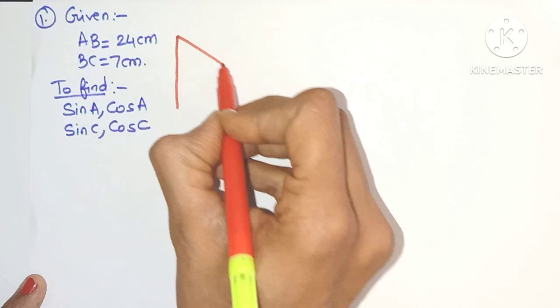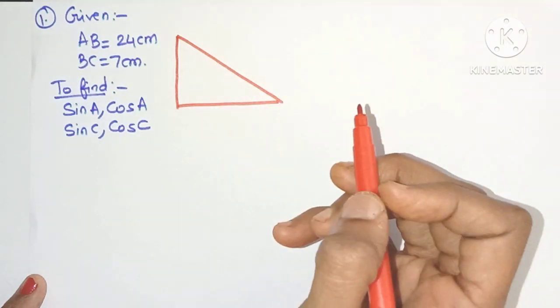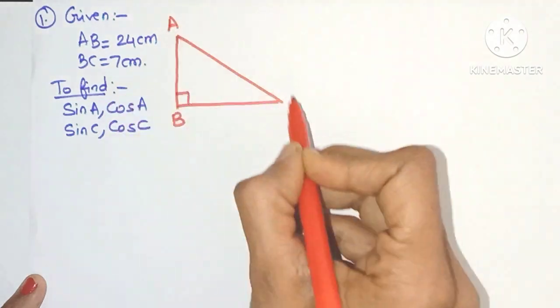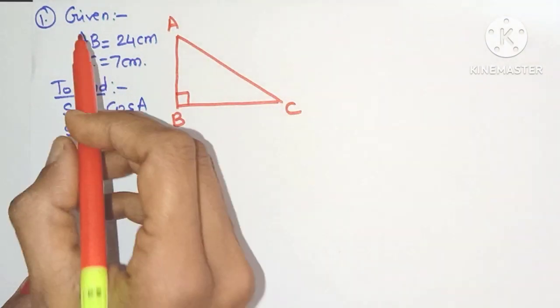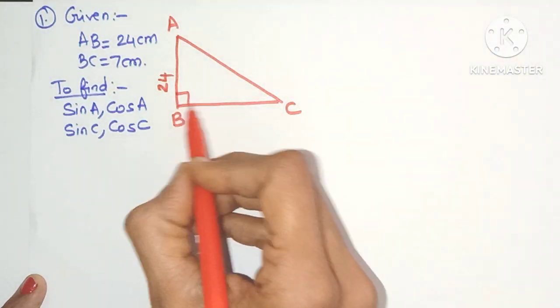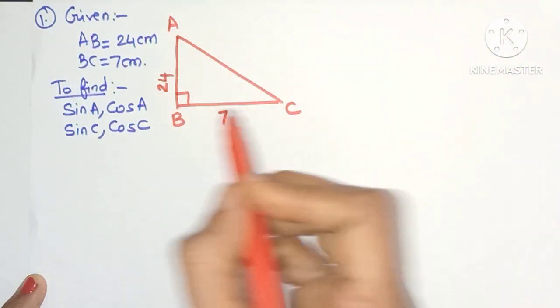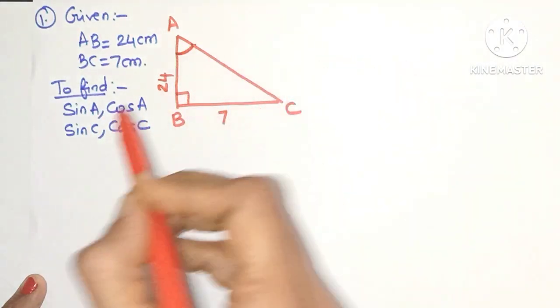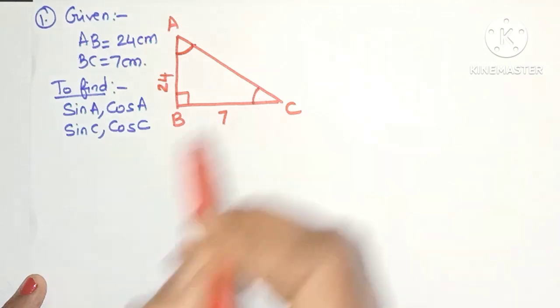Since it's a right angle triangle, let me draw a triangle like this. It's right angled at B. So this is my B. Let me call this A and C. Now AB is given as 24 centimeters. That means this is 24. BC is 7 centimeters. We have to find sin A, cos A. So see, this is that angle A, and sin C, cos C. So this is that angle C.